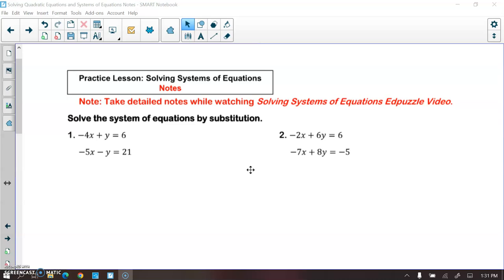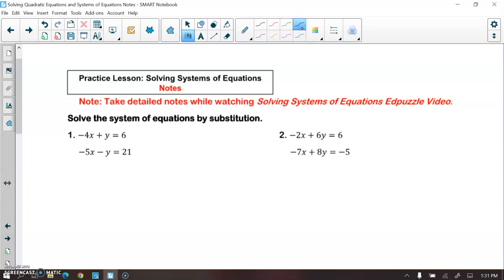Typically, the variable that has the coefficient of 1 or -1 is the easiest to isolate. So if we look at question number 1, in my top equation y has a coefficient of 1, and in my bottom equation y has a coefficient of -1. Now, the coefficient of 1 is the easier one to isolate. So let's go ahead and isolate y in my top equation.